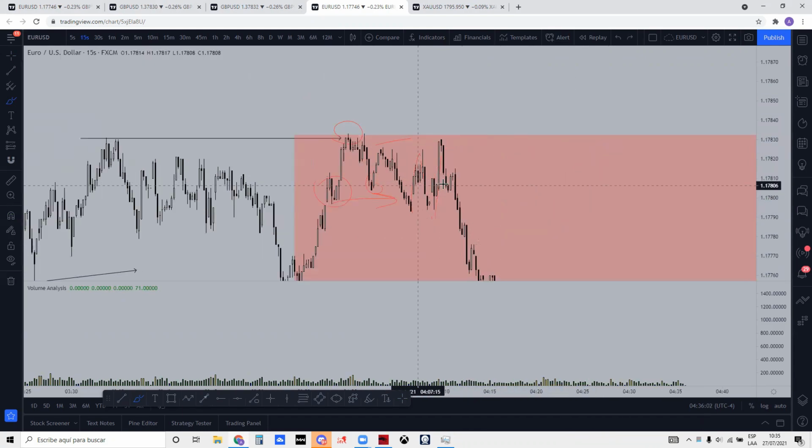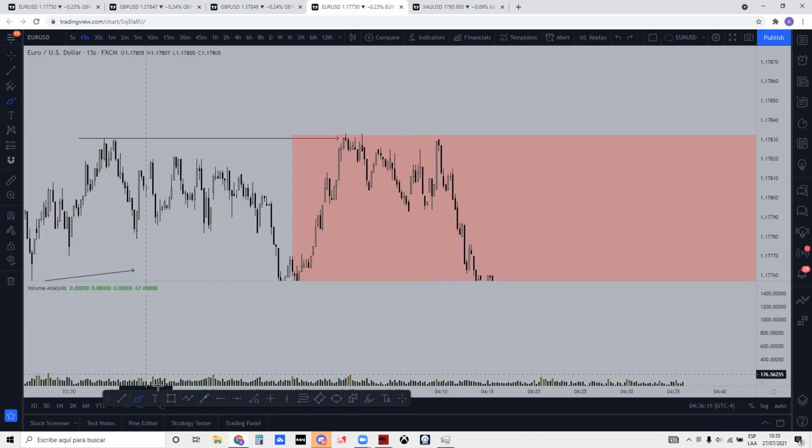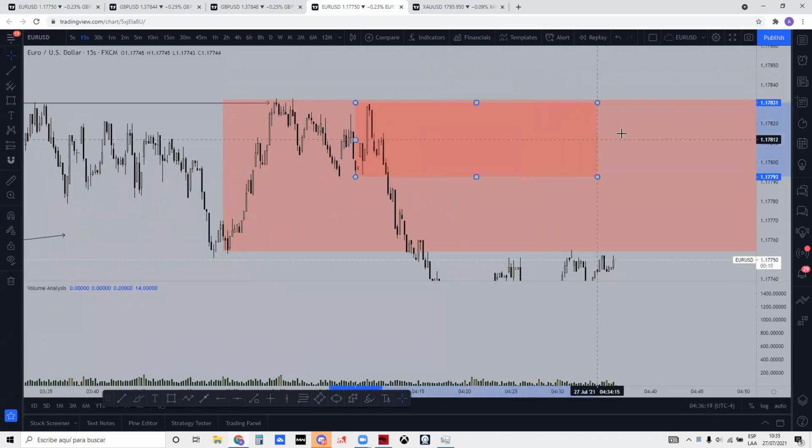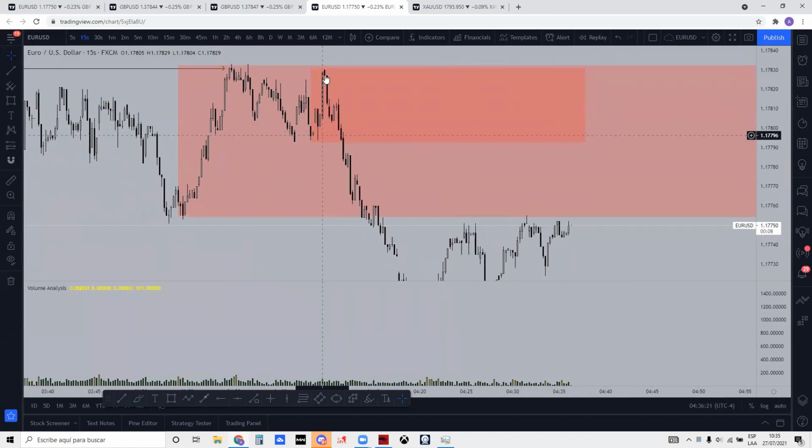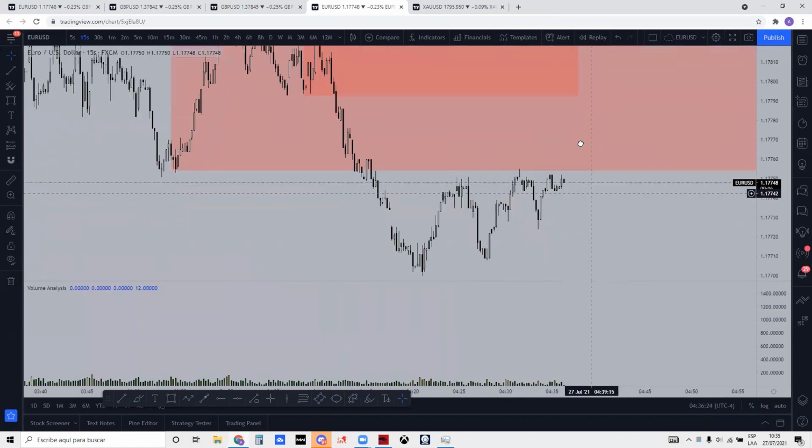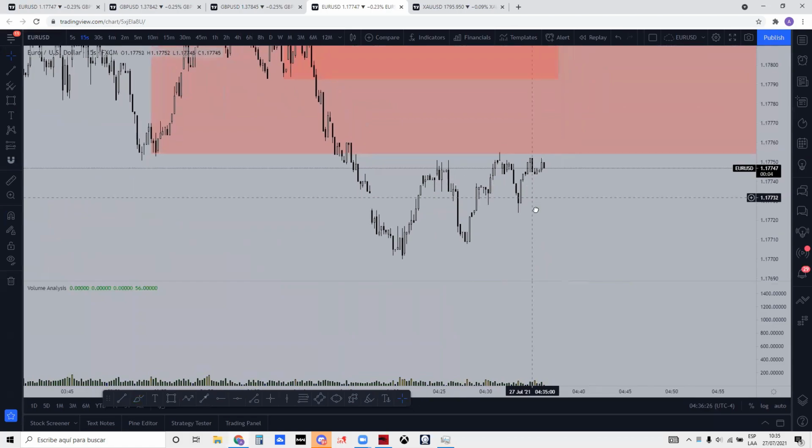I don't know what's going on. Anyways, we have a break of market structure here. We have a redistribution, and now this redistribution was broken as well. So that means that this is a valid point of interest for EURUSD. When price gets into this level, we could be looking for a shorting opportunity.